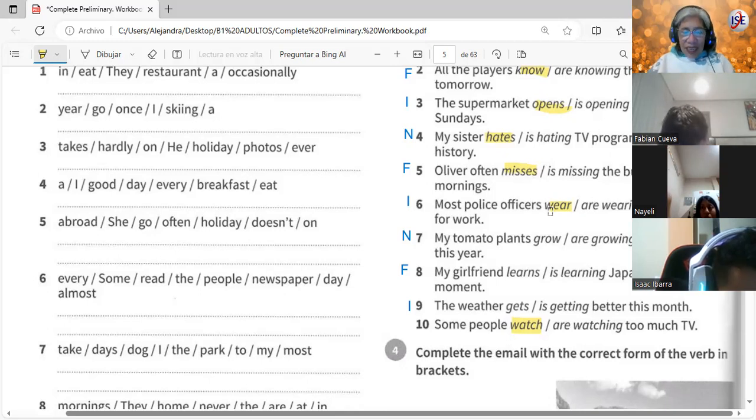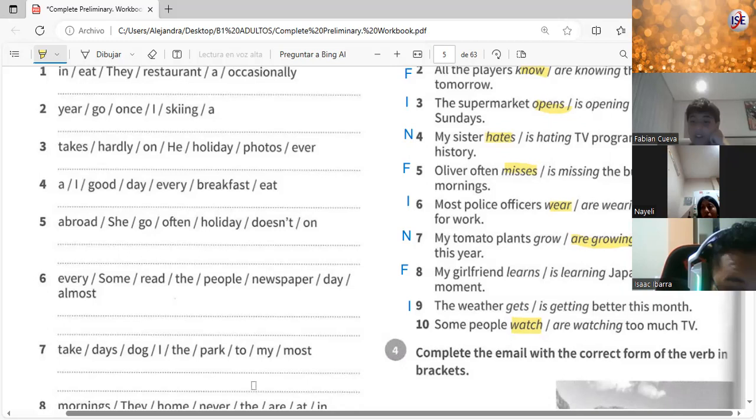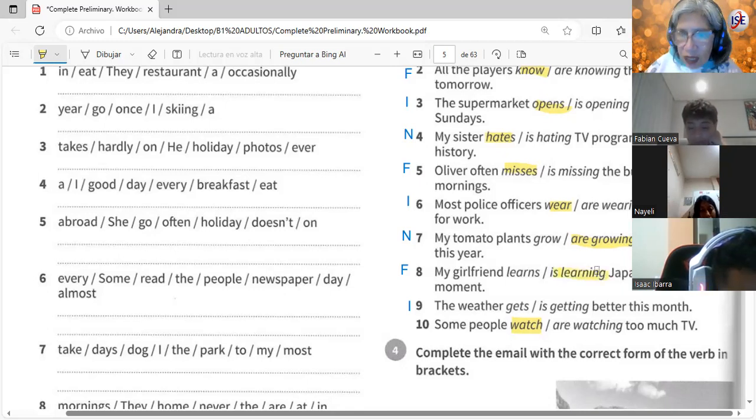Next, number seven. Nayeli, can you read number seven, please? My tomato plants are growing very quickly this year. Yes, because they are still growing. Fabian, number eight, please. My girlfriend is learning Japanese at the moment. Okay, good. My girlfriend is learning Japanese at the moment because it is now.